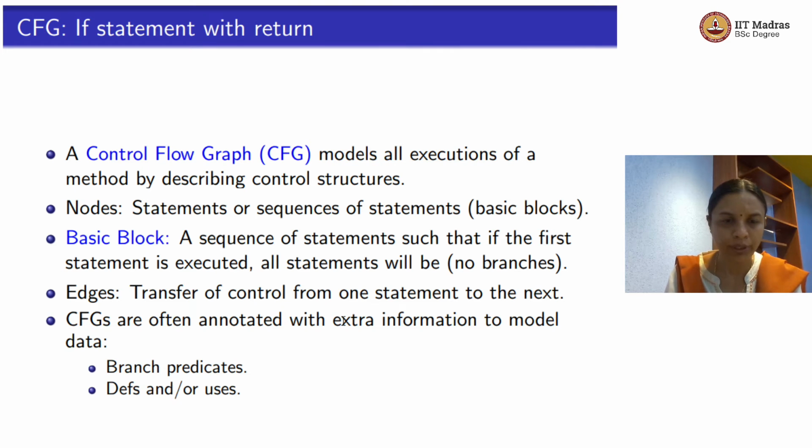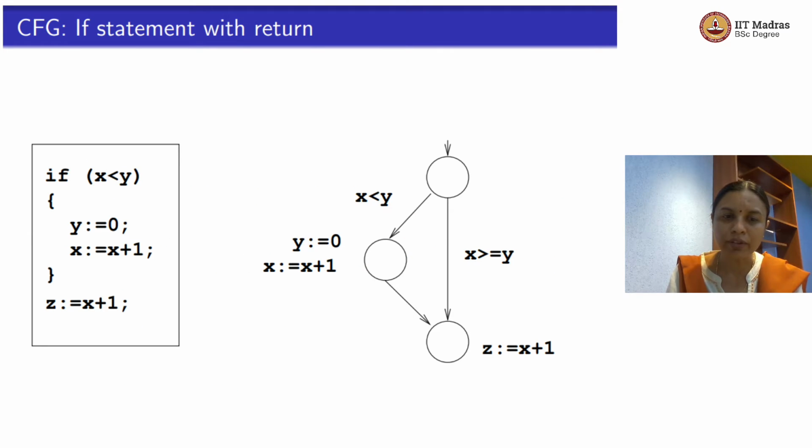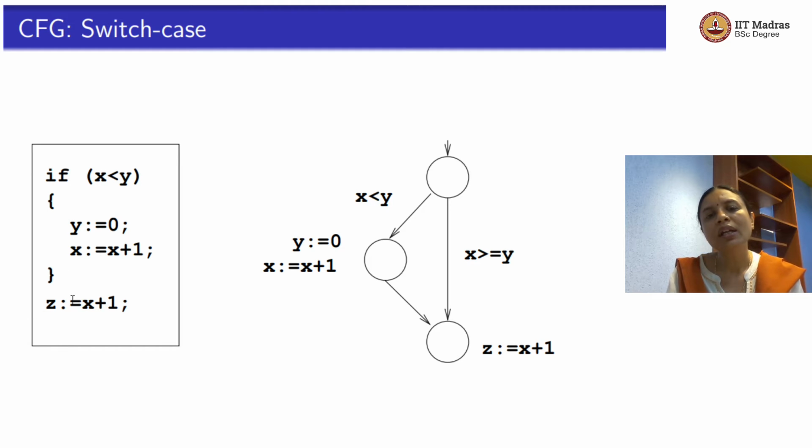So we'll see a few more examples. So here is an if statement, but without an else part. The earlier one had an else. So it says if x is less than y, then do these two and come out of it. And if x is greater than or equal to y, the earlier code fragment had an else, this one doesn't have. So it says directly execute this statement, z is equal to x plus 1. So that's what is happening here.